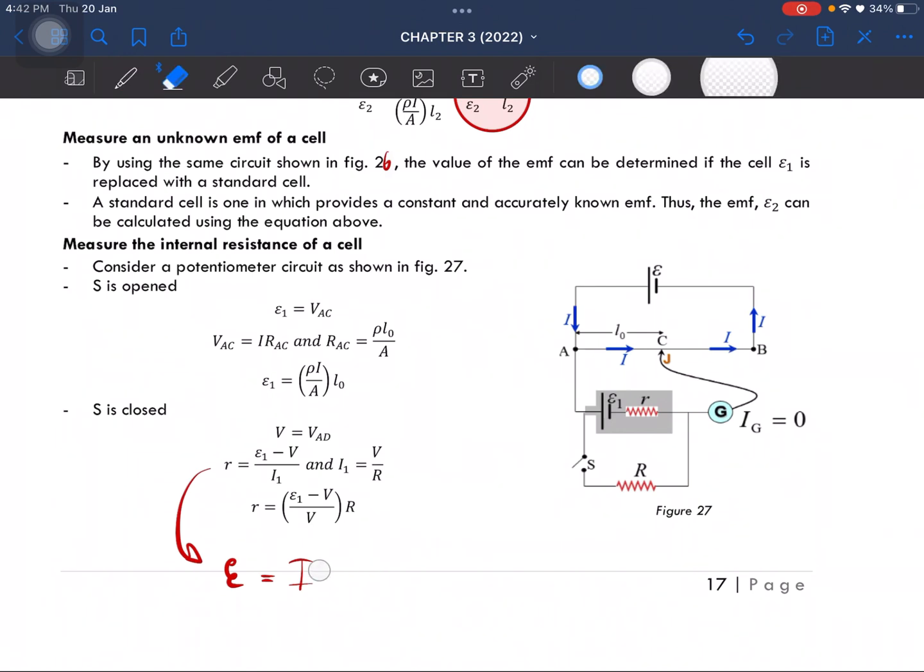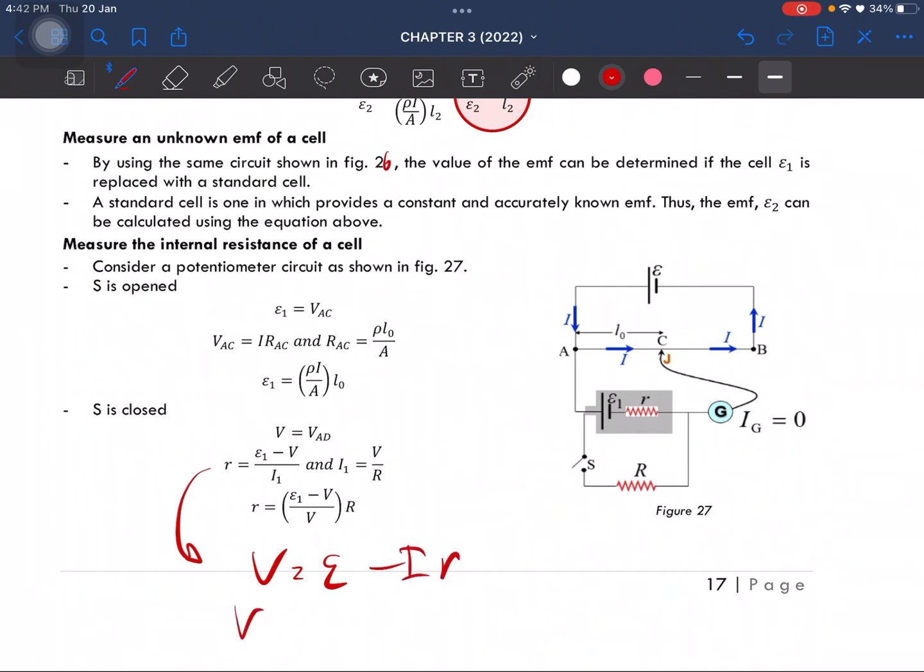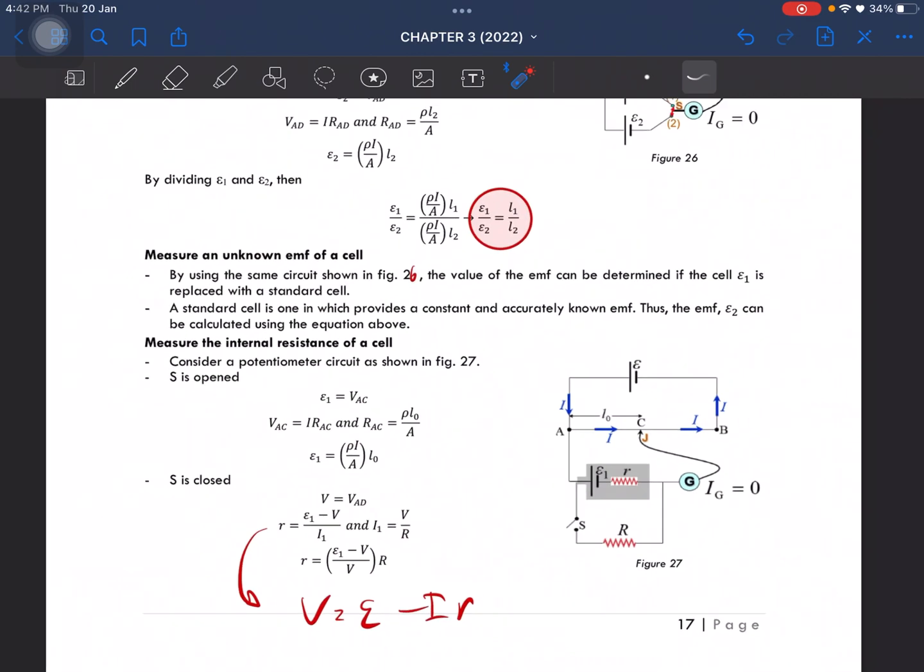It doesn't use that, sorry. It uses V minus IR. Okay? So this seems wrong. V equals E minus IR. So r is equal to E minus V over I. It uses this one: V is equal to EMF minus Ir. So we get this one. And then this one is Ohm's law again. Then we get this. Okay, it's okay.